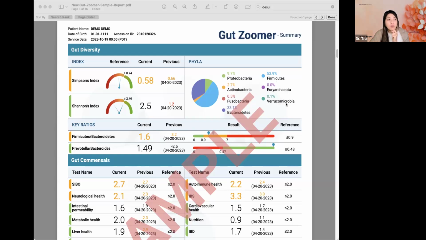And then you have Verrucomicrobia. These guys are your main, it's actually the most important bacteria group in the microbiome, which is Akkermansia muciniphila. All right. So these guys you want a lot of, right?